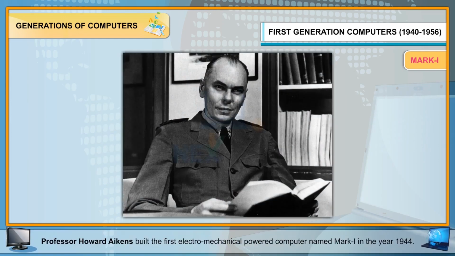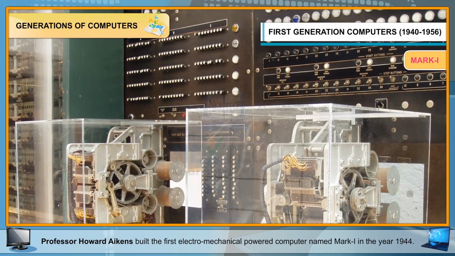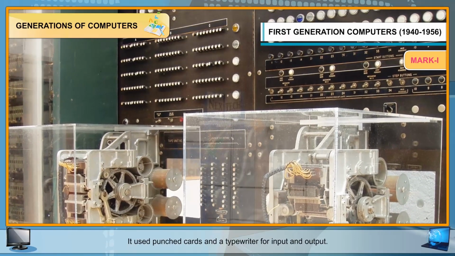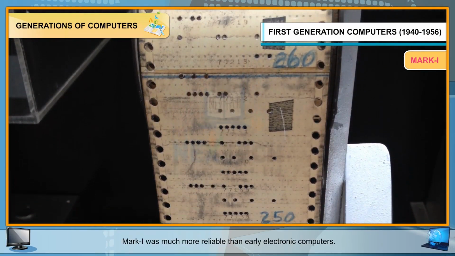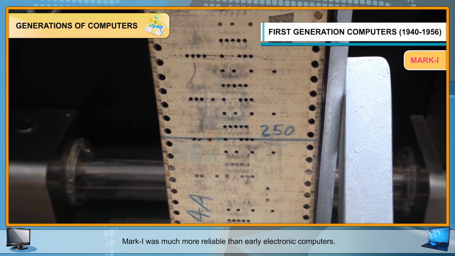Mark 1. Professor Howard Aiken built the first electromechanical powered computer named Mark 1 in the year 1944. It used punched cards and a typewriter for input and output. Mark 1 was much more reliable than early electronic computers.